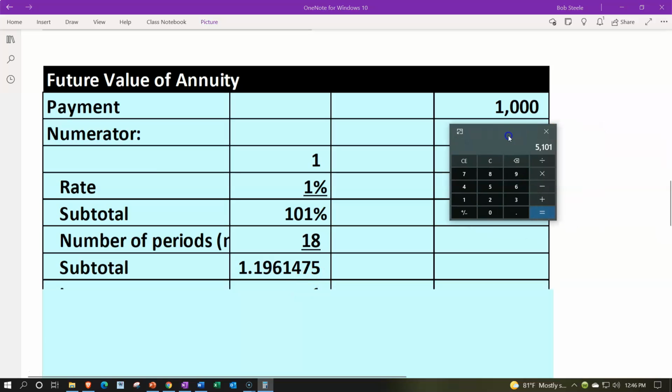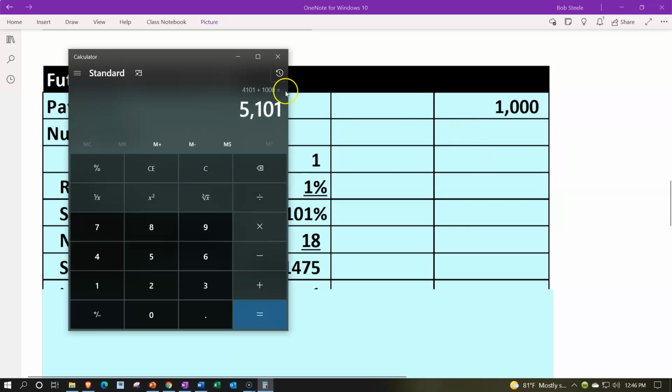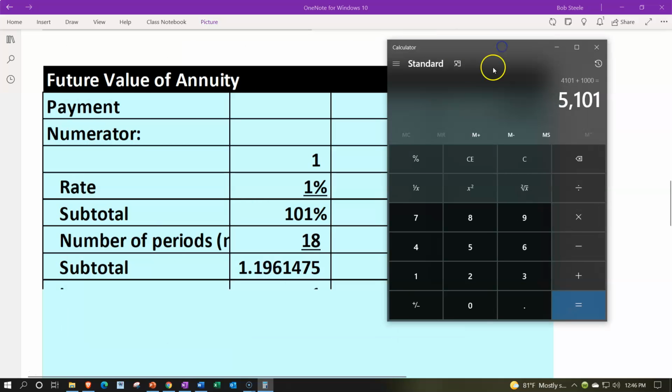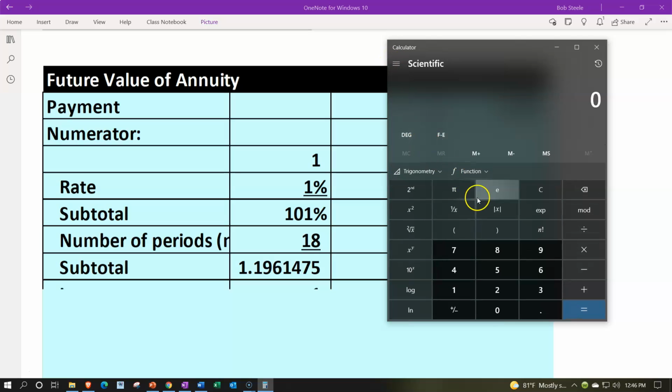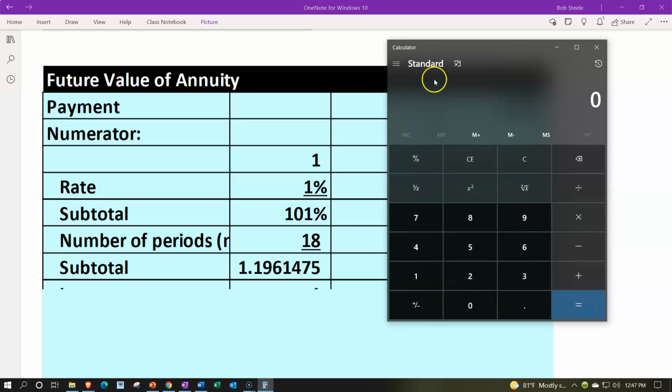Let's do that with the trusty calculator, remembering that you need a calculator that can handle taking something to the power of 18. For me, that means we've got to level up to the scientific calculations here. We're going to say 1 plus 0.01 gives us 1.01, or 101%, to the power of, using the caret, 18, which is going to take us to 1.1961475 about. Obviously, it goes on forever here, but back to the normal calculator for us.